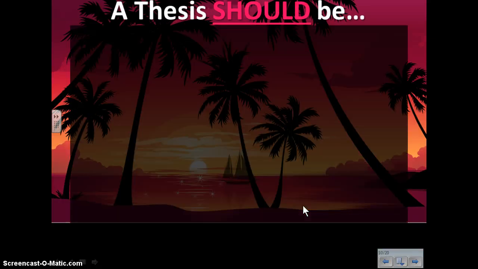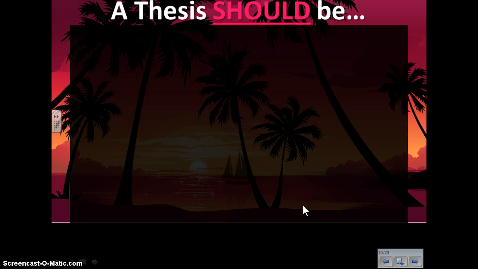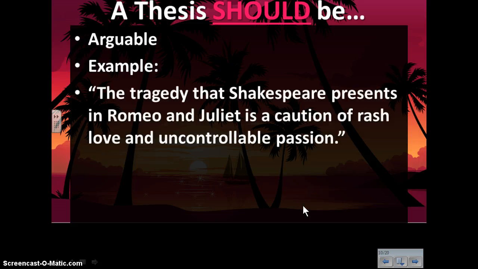So let's talk about what a thesis should and shouldn't be. A thesis should be arguable. So, for example, the tragedy that Shakespeare presents in Romeo and Juliet is a caution of rash love and uncontrollable passion. So again, just like a claim, that could be arguable because you could claim that Romeo and Juliet maybe isn't a caution of that.